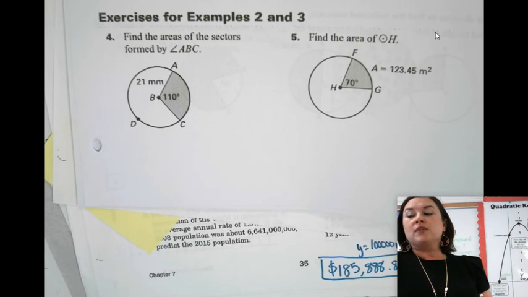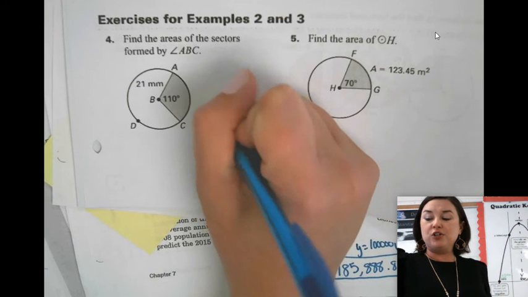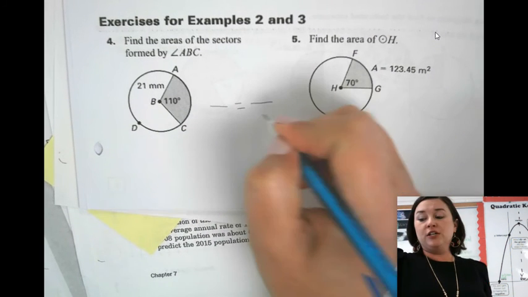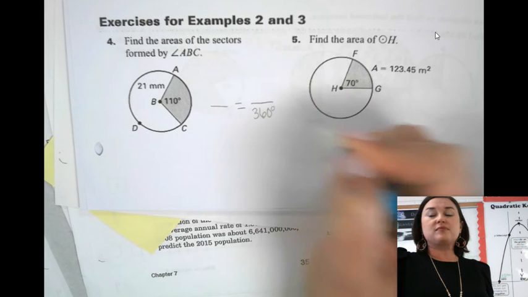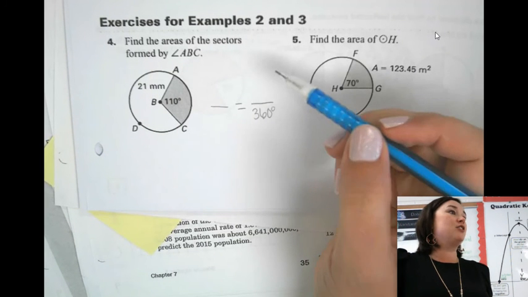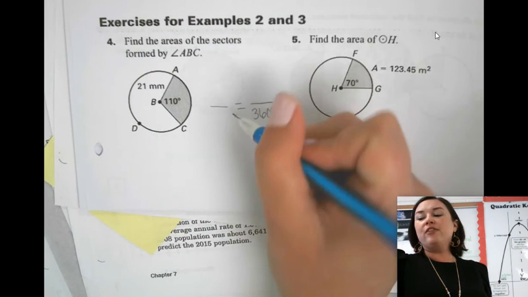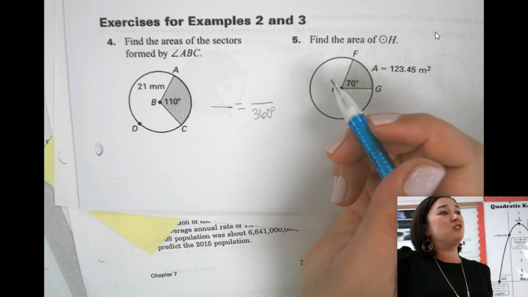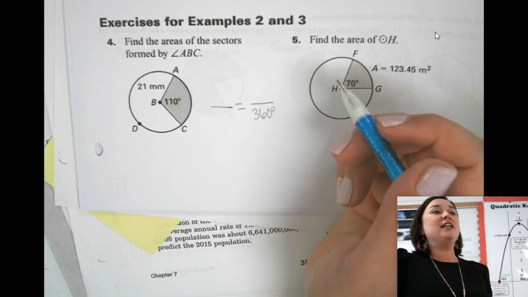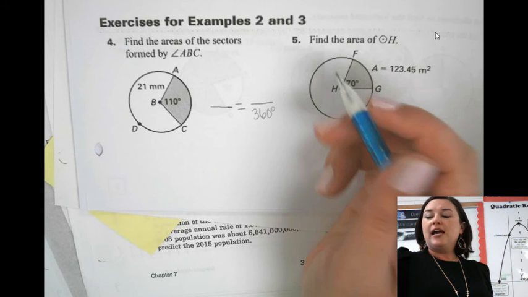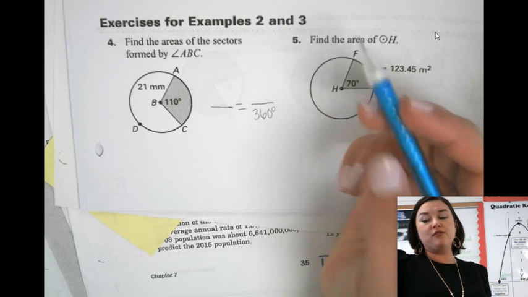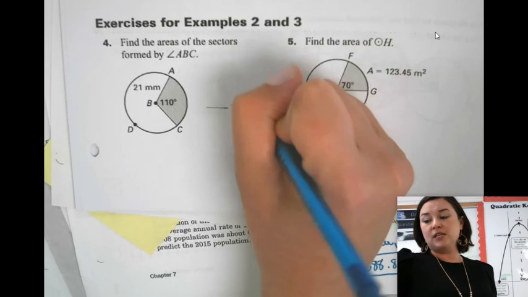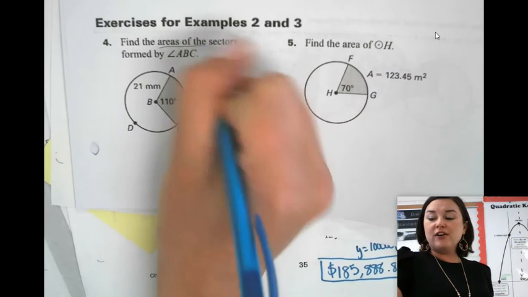ABC. And so yesterday we looked at a proportion that had the size of the angle over 360 degrees equals the area of the sector over the area of the circle. And the one we used yesterday the most was actually dealing with circumference. And today it's going to be the same thing. We're just changing it to the area formula instead of the circumference formula. And so what is our angle here in number 4? 110. And we are trying to find the area of the sector.